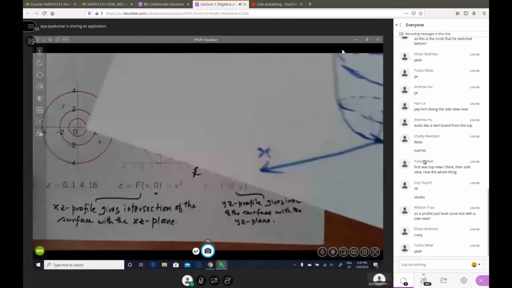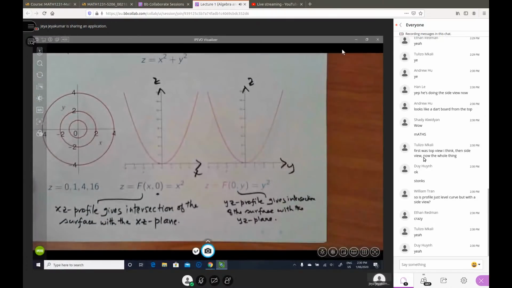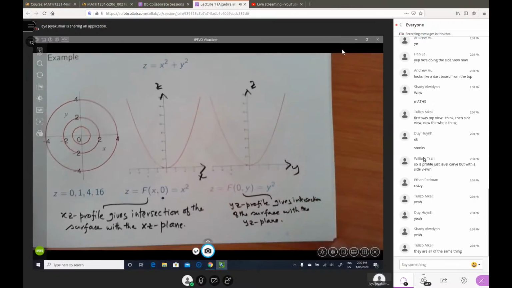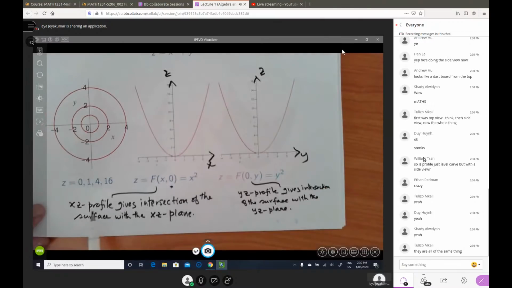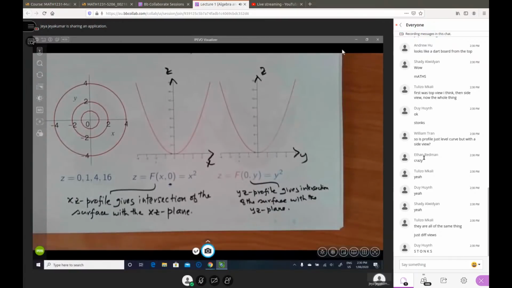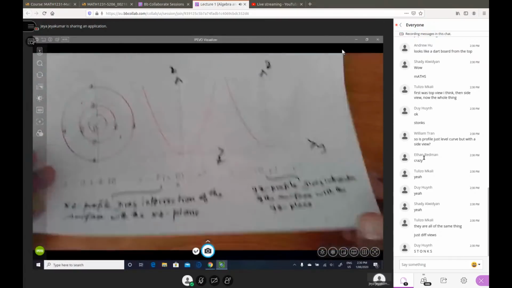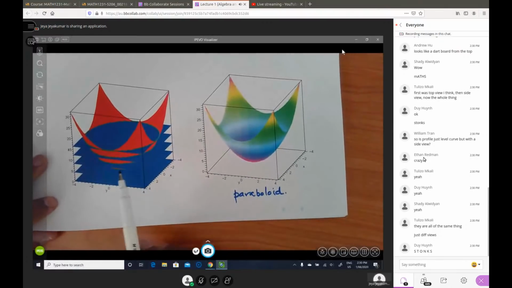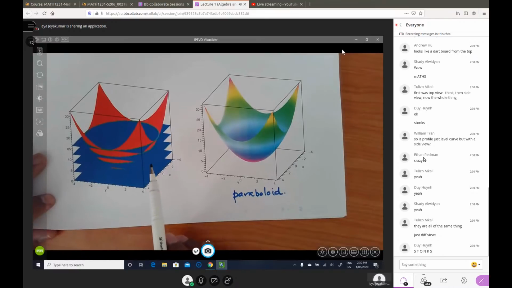It's on your slide as well. The xz profile gives the intersection of the surface with the xz plane, and the yz profile gives the intersection of the surface with the yz plane. And then here's the Maple generated graph. Looks a little bit better than mine. So that gives you the paraboloid here in 3D.